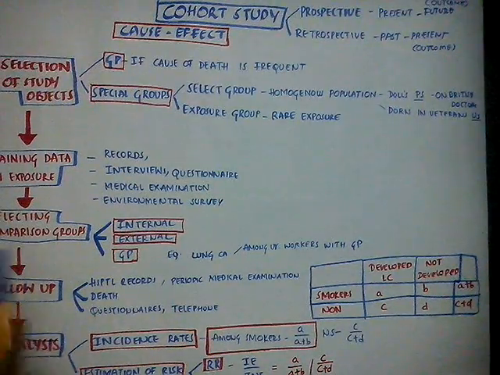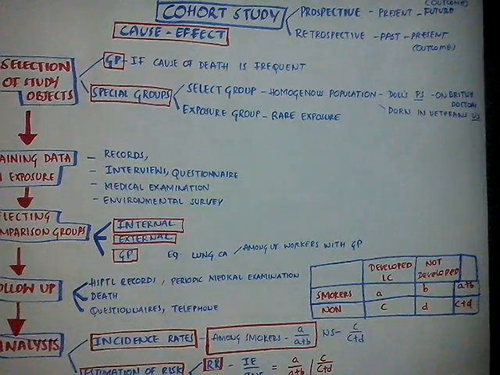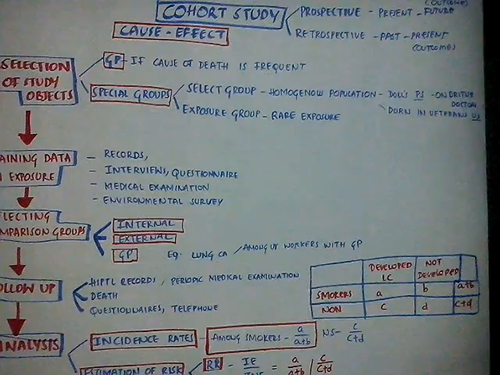And then coming to obtaining data, we obtain data by reviewing records like dose of radiation, kinds of surgery and details of the medical treatment. Next, by interviews or questionnaires, medical examination like BP, ECG, serum cholesterol, then environmental study, in obtaining information of the exposure levels of suspected factors in the environment where the cohort lives.